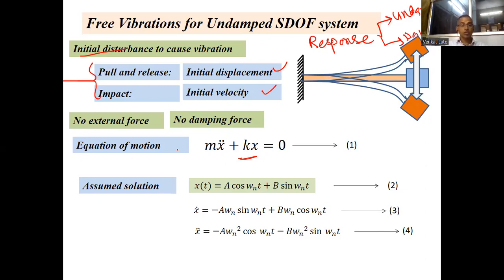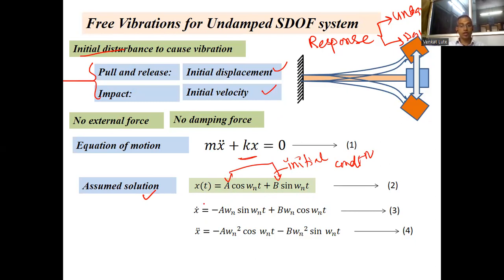So the equation of motion will be m x double dot plus k x equal to 0. Since we know this motion is harmonic, which is like a sine or cosine, the assumed solution will be x of t equal to a cos omega n t plus b sin omega n t. Here a and b are constants which can be obtained from the initial conditions. We have two unknowns and two conditions, so I can obtain a and b.